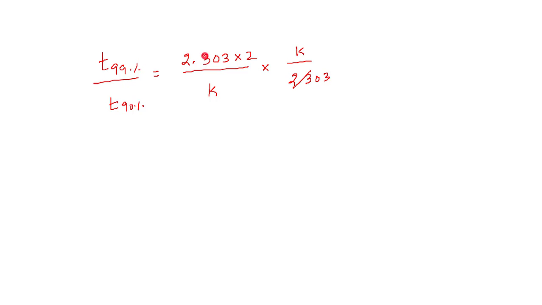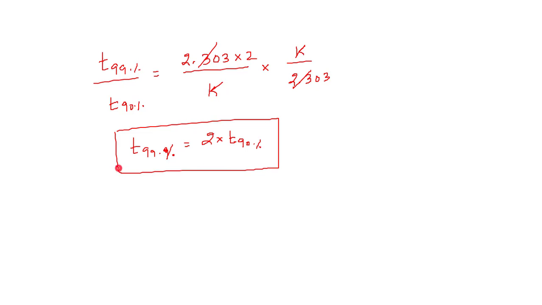2.303 cancels, and K and K also cancel, as it is a rate constant, it will be constant. So you are left with T 99% is equal to, take this side, 2 into T 90%. Hence it is proved, right? So the time required for 99% completion of the reaction is twice the time required for 90% completion of the reaction. Okay.